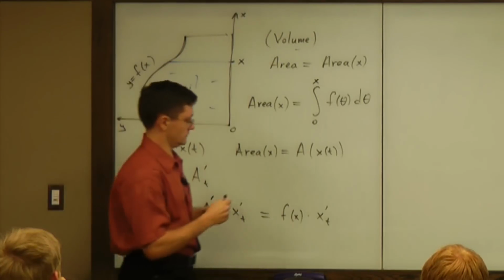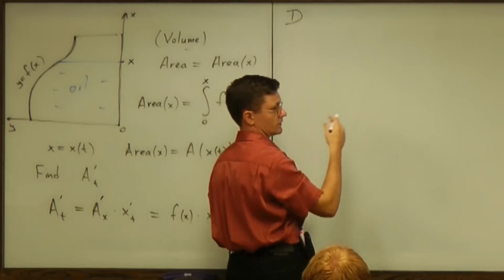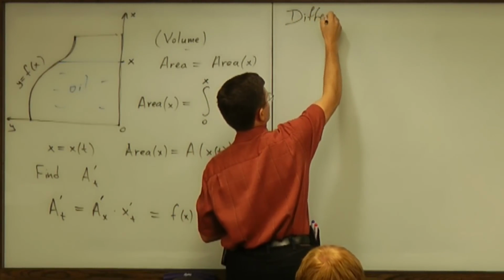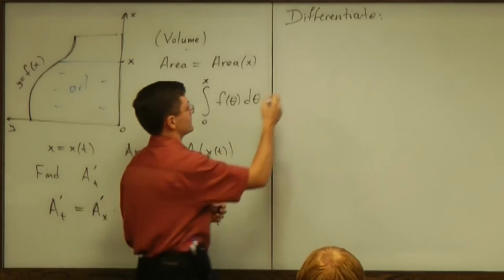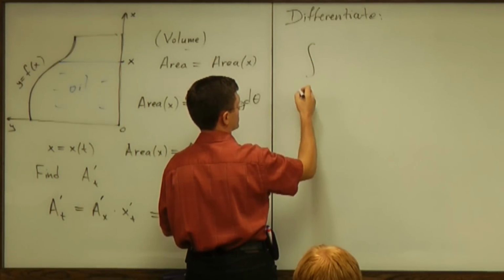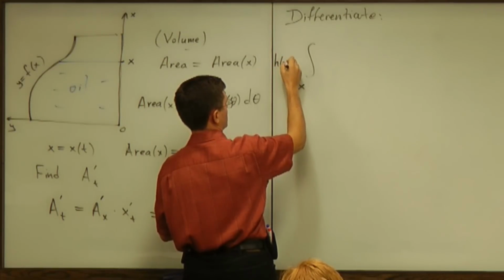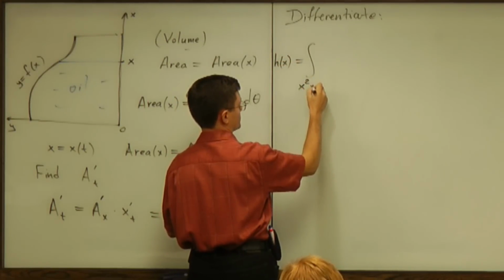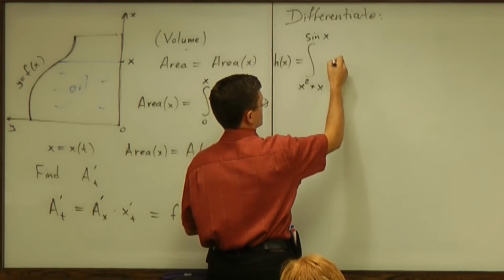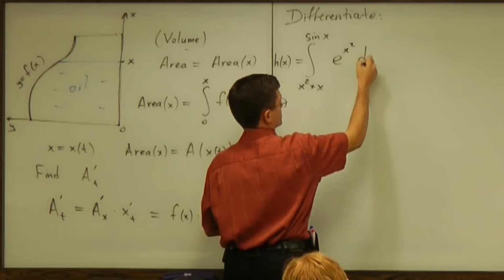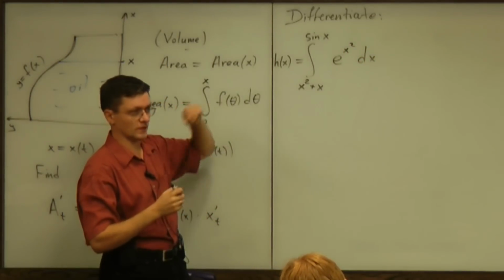So here we come to a question of differentiating a function that involves an integral. If you want to differentiate a function like this, let's call this function h of x, the integral from x squared plus x to sine x of e to the x squared dx. And the question is to find the derivative of h.